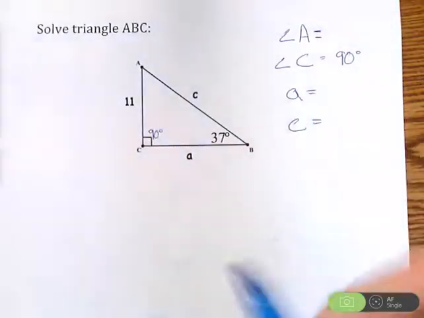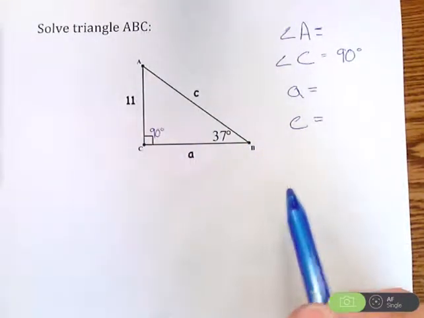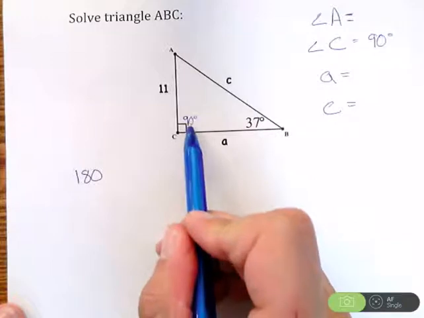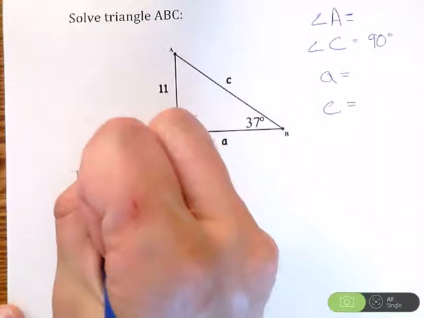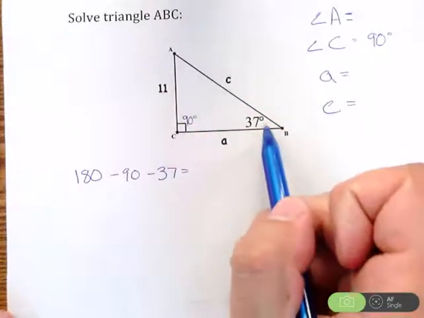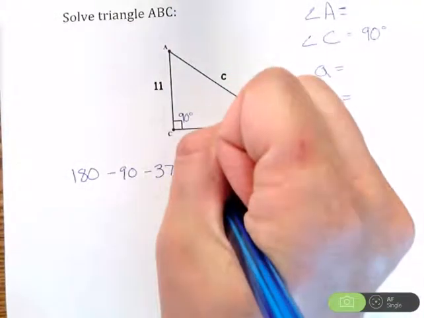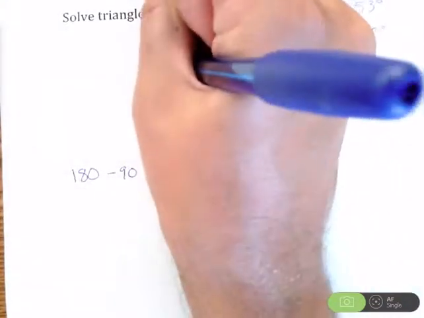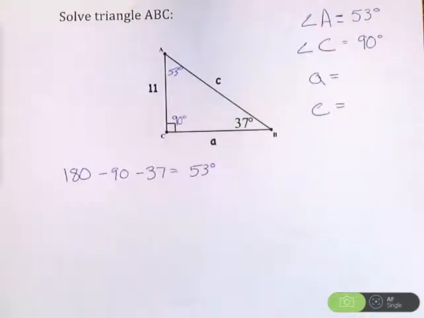Now, to find angle A, you're going to have to remember one of our properties of triangles from geometry: all three angles of a triangle add up to 180 degrees. So if I take 180 degrees and subtract off these two angles, all that should be left is our last angle up here. I subtract 90, and I also subtract 37, which is our known angle over here. 180 minus 90 minus 37 gives you 53 degrees, and that is angle A. So I found two of the four pieces I need. I just need to find the remaining two.